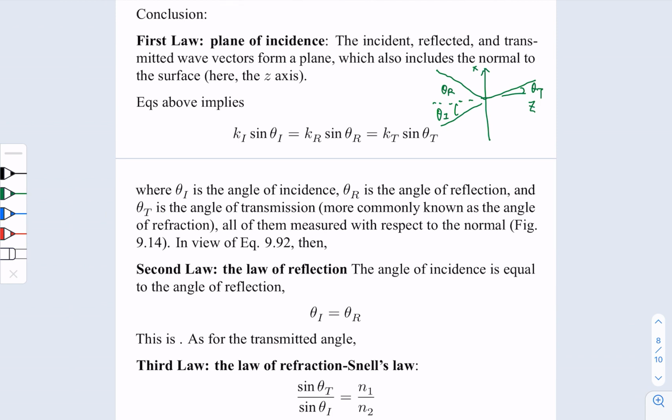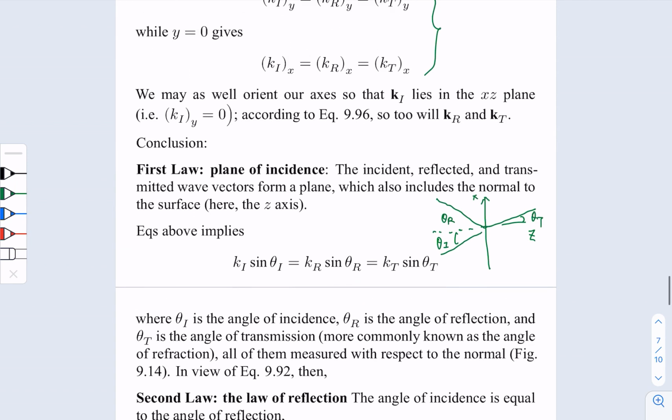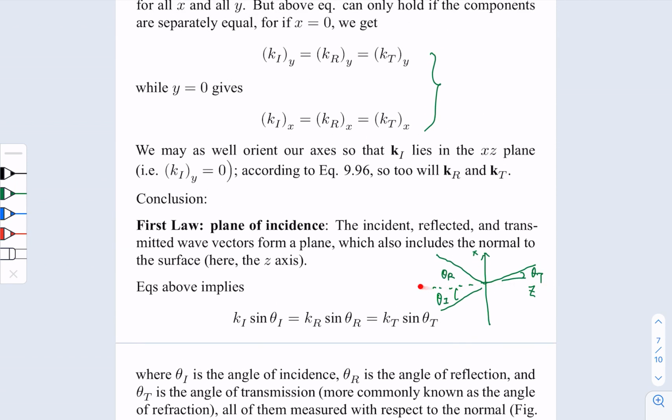Now, the third law is the law of refraction, that is, how to relate the transmitted angle with the incident angle. The law of transmission can also be derived by simply inspecting all these components of the k. Because now you can see that along the x-axis they must be equal.